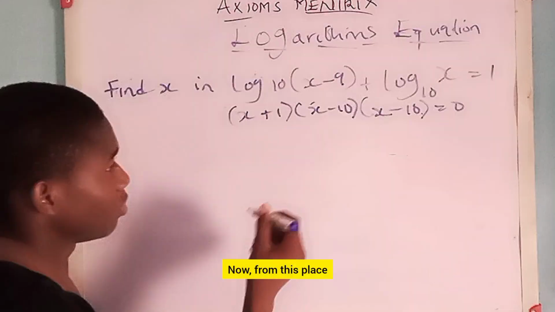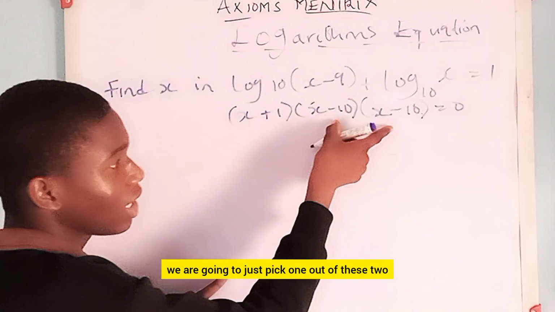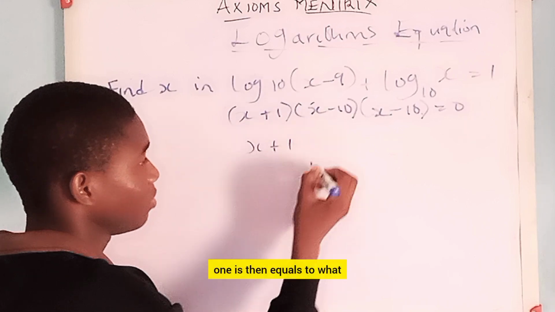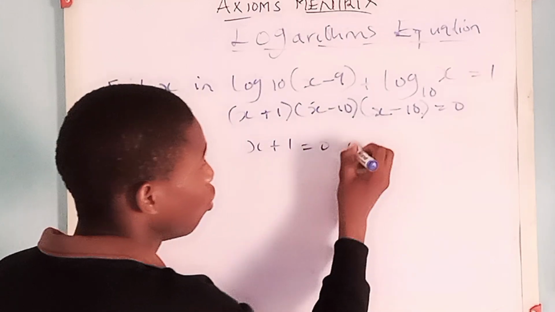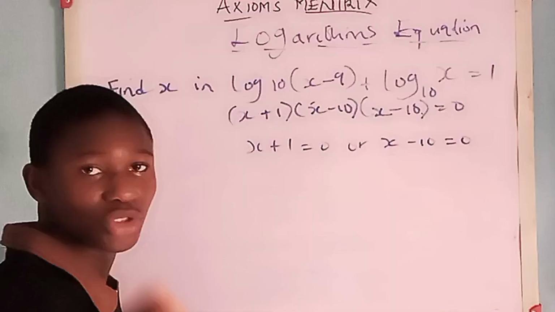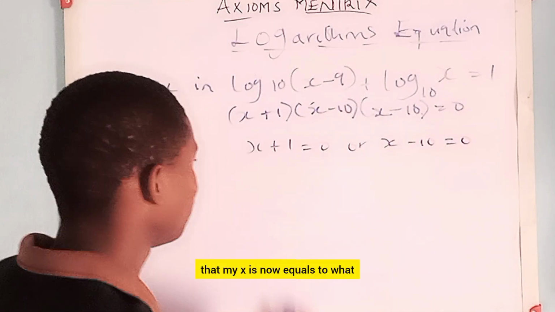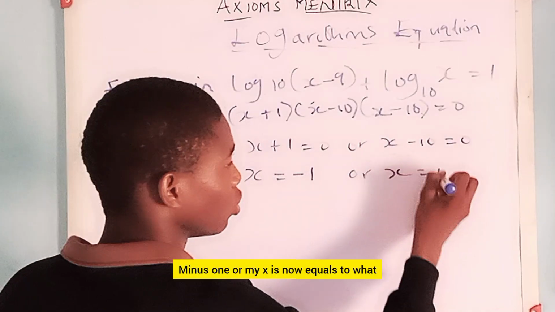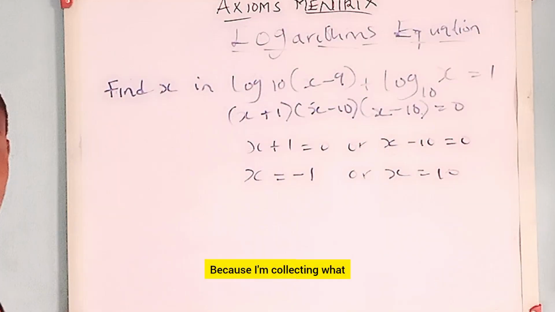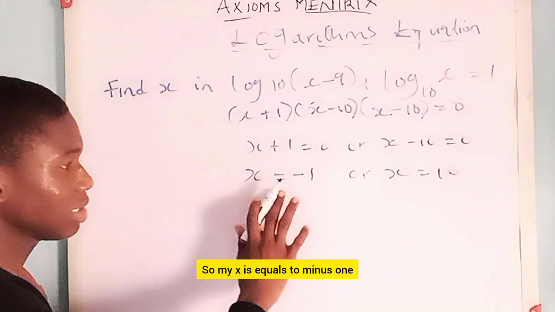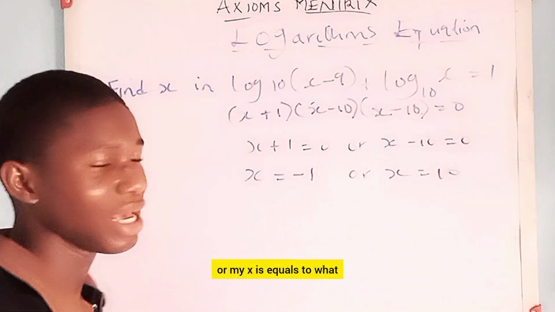Now we have moved what we have in the previous page back to this place so we can continue solving. Now from this place, we are going to just pick one out of these two. So here we are going to be having our x plus 1 is equal to 0, or my x minus 10 is equal to 0. So from this place, what I'll be doing is that my x is now equal to minus 1, or my x is now equal to 10, because I'm collecting like 10. So we're going to be having two quick answers for this particular question. So my x is equal to minus 1 or my x is equal to 10.